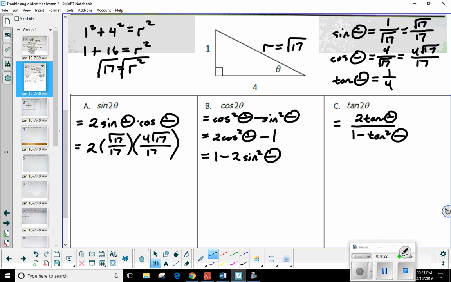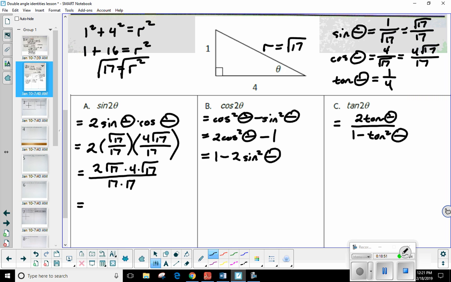All right. But I'm going to go ahead and show you something here, especially because you guys wanted to go ahead and rationalize. How do we multiply fractions? I keep forgetting. Oh, now we only need a common denominator if we're going to add or subtract. So we just multiply straight across, right? So I want to multiply 2 times the square root of 17 times 4 times the square root of 17 all over 17 times 17.